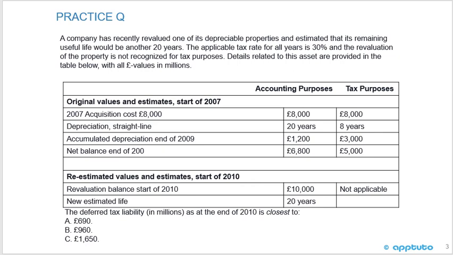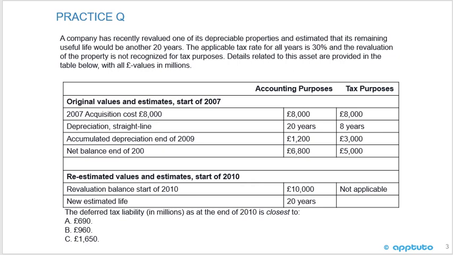A company has recently revalued one of its depreciable properties and estimated that its remaining useful life would be another 20 years. The applicable tax rate for all years is 30%, and the revaluation of the property is not recognized for tax purposes. Details related to this asset are provided in the table below with all pound values in millions. So we can see we have the accounting purposes and the tax purposes. The original values and estimates at the start of 2007. So the acquisition cost was £8 million. And the depreciation straight line, accounting purpose 20 years, tax purposes 8 years.